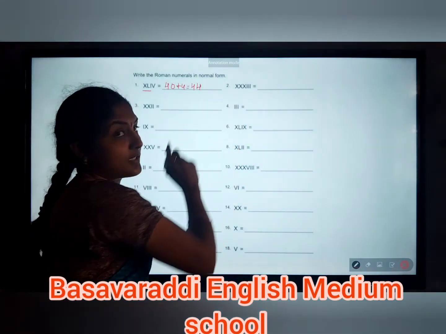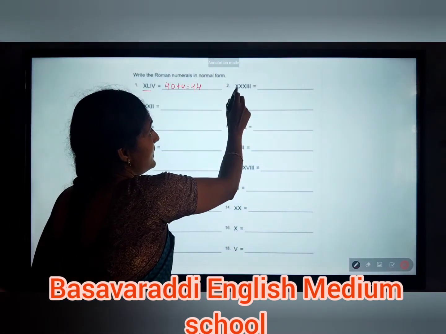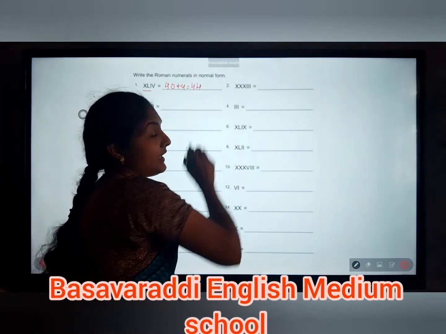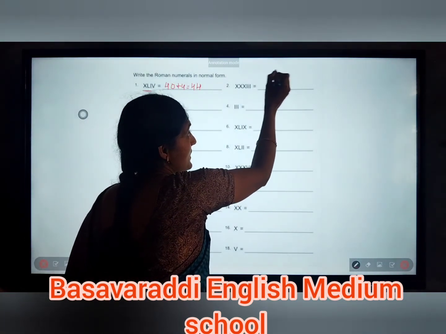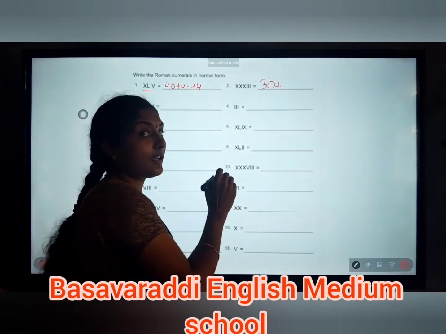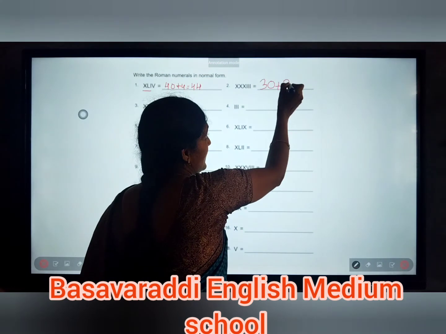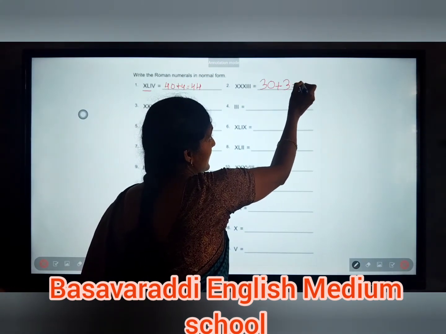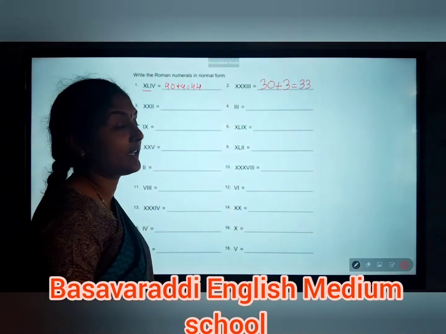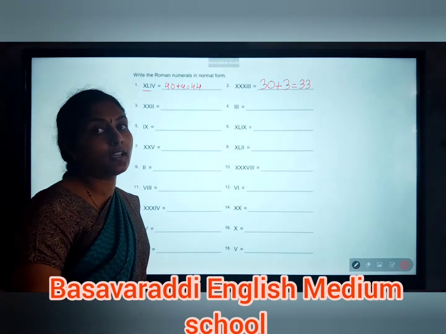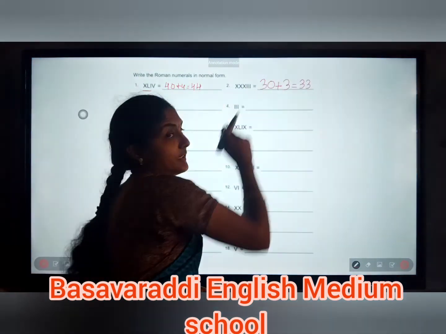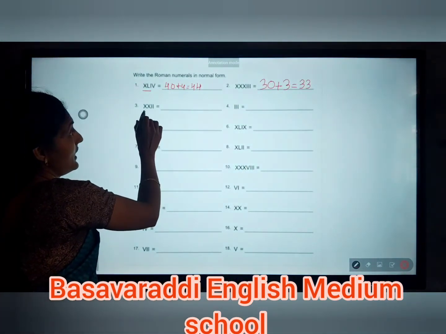Next, move to the second example in this chart, that is XXXIII. It means the 3 X's are repeated. It means 10 plus 10 plus 10 is equal to 30, plus III, that means 3. So the total value of the 30 and 3 is 33. So the symbol 3 X's and 3 I's, XXXIII, the value is 33.